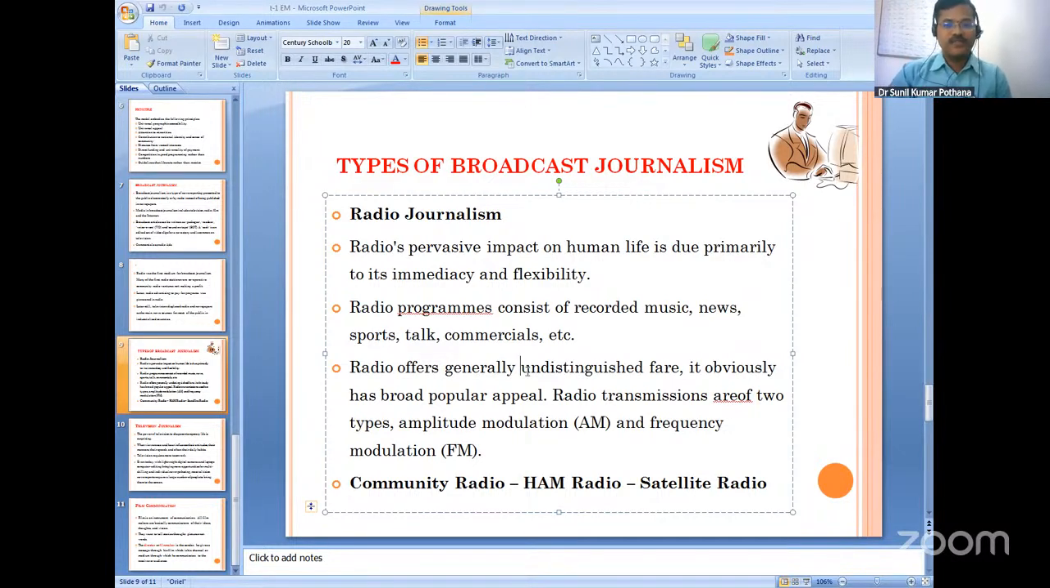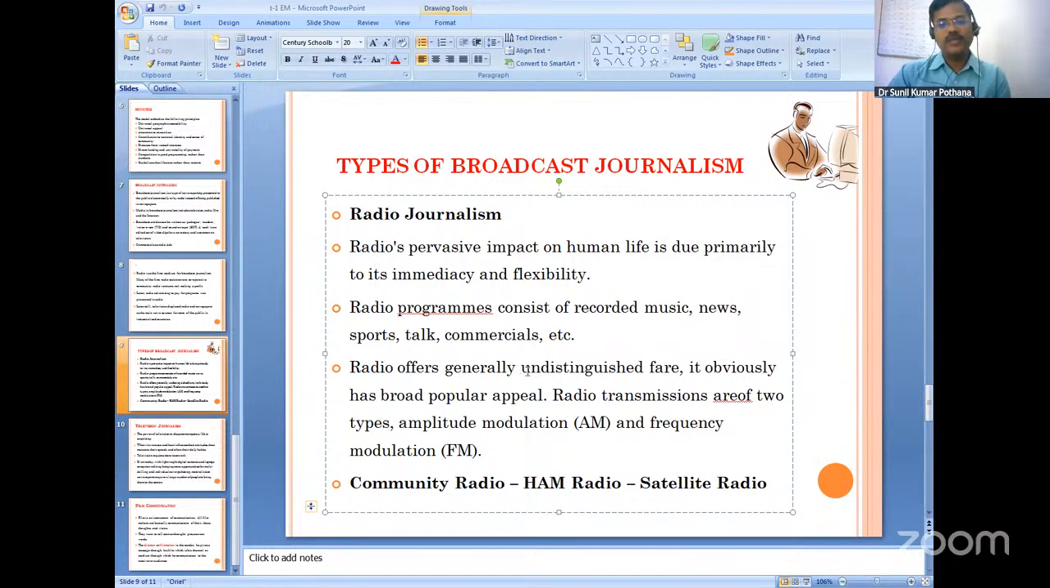Radio programs consist of recorded music, news, sports, talk, commercials, etc. Some music programs are conducted by the organizers of the radio, and news documentaries, news bulletins. Generally, we call it a bulletin for news, and news features, news documentaries, and also sports. Coming to sports, we know the commentaries of some games, some sports like cricket. Cricket commentary is very familiar on the radio.